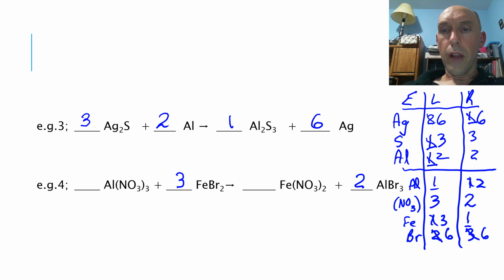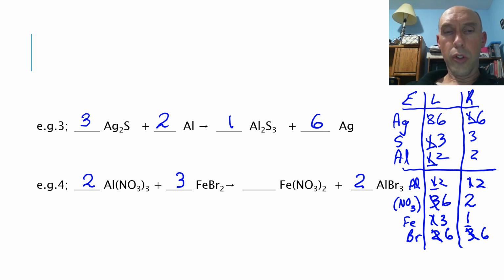So left side, I need 1 more aluminum, so I'm going to put a 2 in front of the Al(NO3)3. That gives me 2 aluminum, but it gives me 6 nitrates, 3 times 2. Again, looking at the iron, I need a 3 in front of the Fe(NO3)2. So that brings me up to 3 iron, but 3 times 2, which is 6 nitrates, and so my nitrates work out beautifully.